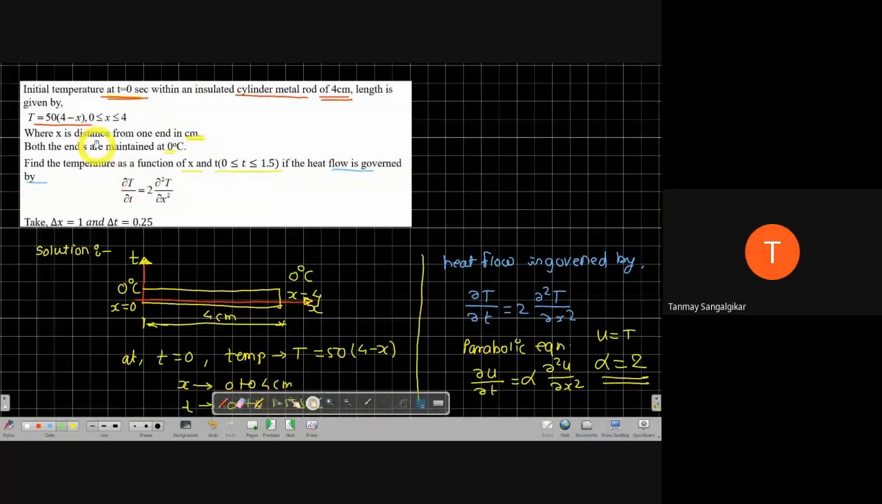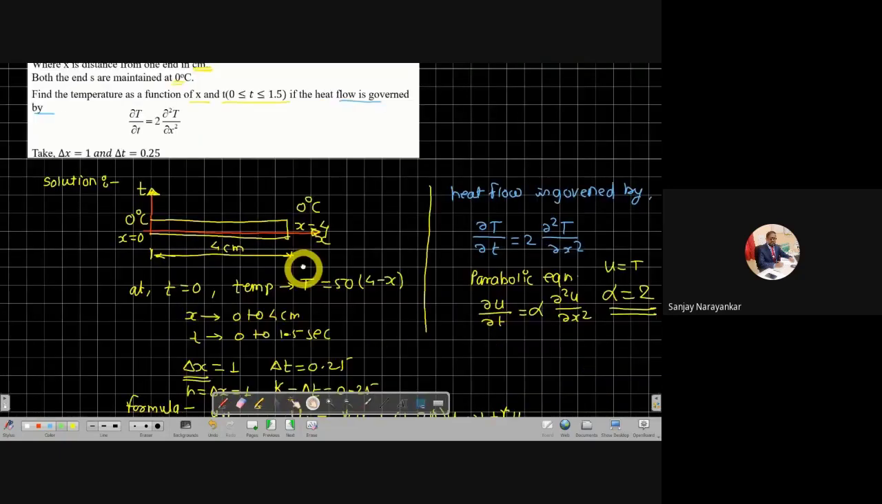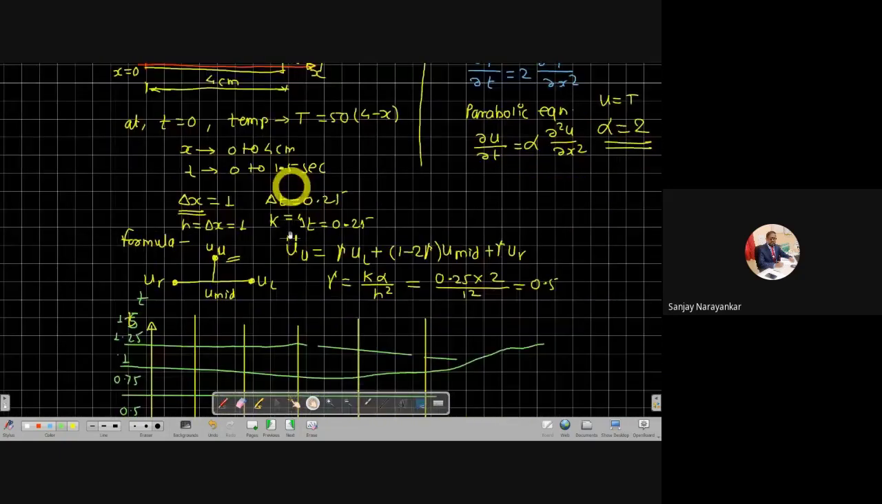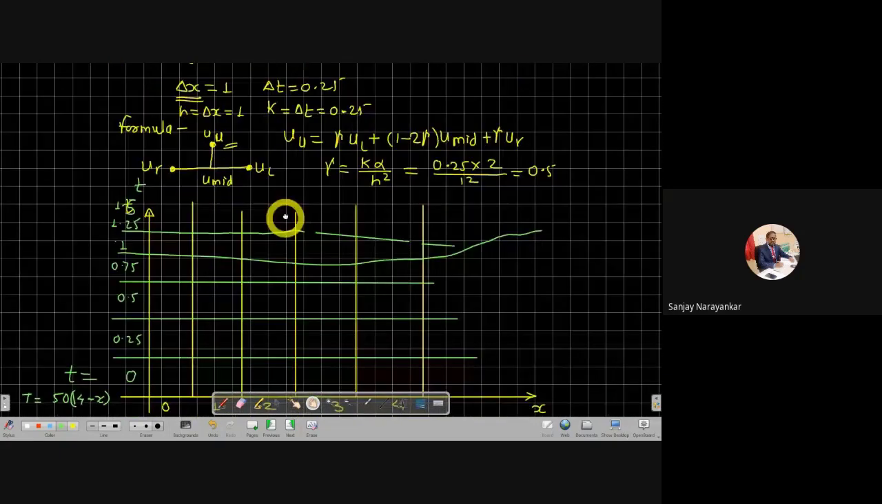So temperature at both ends is 0 degree. Means when x is equal to 0 and x is equal to 4, the temperature for all times is equal to 0. What does it mean?